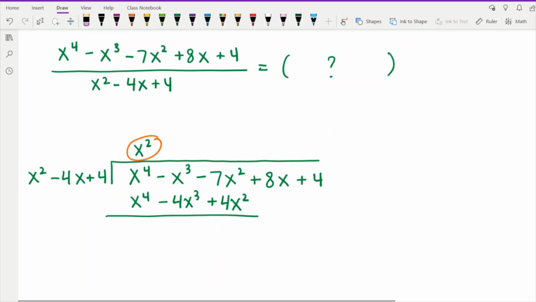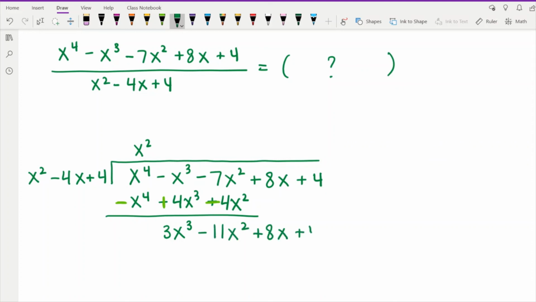And so next up, we need to subtract all of this. So this is going to become minus, this is going to become plus, and this is going to become minus. And so the x to the fourths cancel out, and here we have negative x cubed plus 4x cubed, so that's going to give us 3x cubed. And then we have negative 7x squared minus 4x squared, so that's minus 11x squared. And then we can bring down the rest of this.